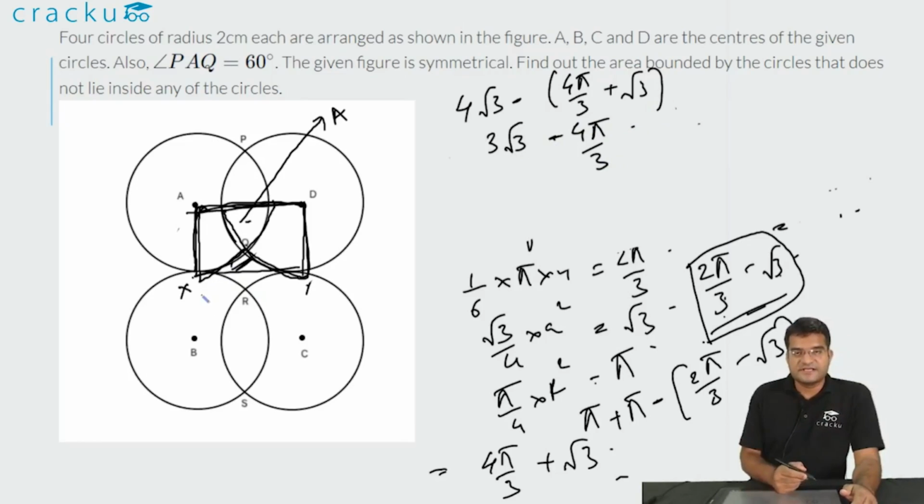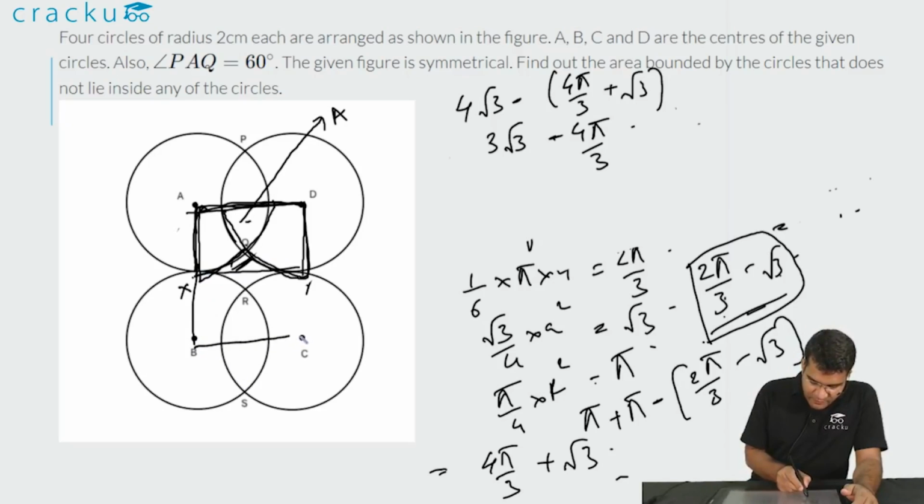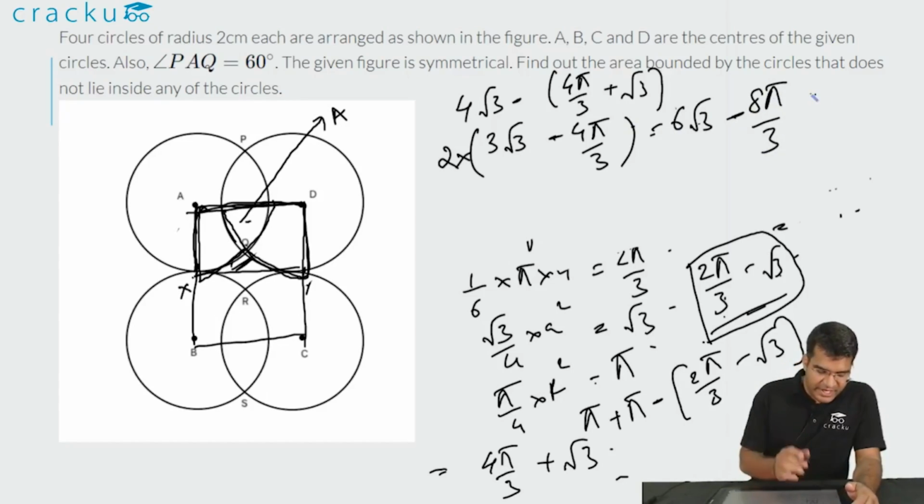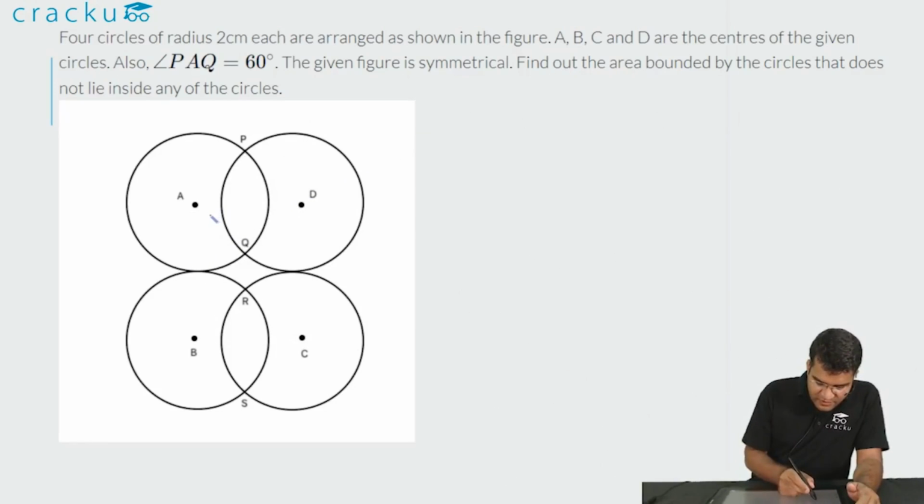But we have discussed before that this is only half of it. If you are looking to find out the area of the bottom boundary also, you have to just multiply it by 2 for symmetry. So the required answer will be 2 into this, which is equal to 6 root 3 minus 8 pi by 3. To reiterate, just going through what exactly we have done, we have first found out the area of this rectangle.